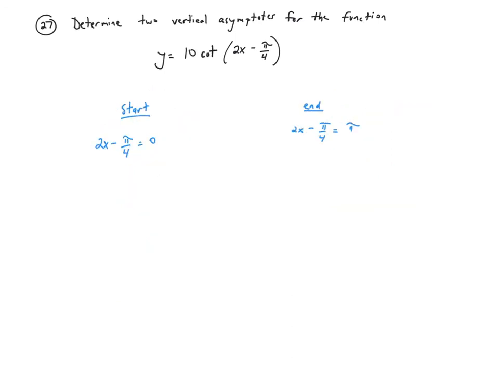Now if the function was y equals 10 cotangent of 2x minus pi over 4, the starting and ending equations would be these. Start when 2x minus pi over 4 equals 0, and end when 2x minus pi over 4 equals pi. So again, go back to your summary table on trig graphing and make sure you know all that information.